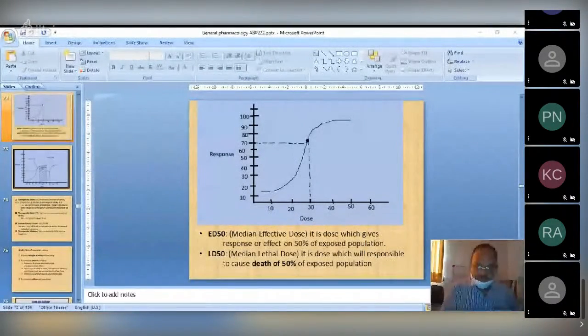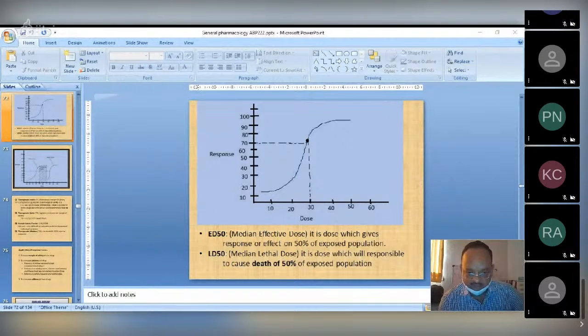Now, in this graph, you see the ED50, that is the dose at which gives the response or effect in 50% of the exposed population. That is known as ED50. So here you can see this is the dose and this is the response. By plotting this line, you are able to calculate the ED50.